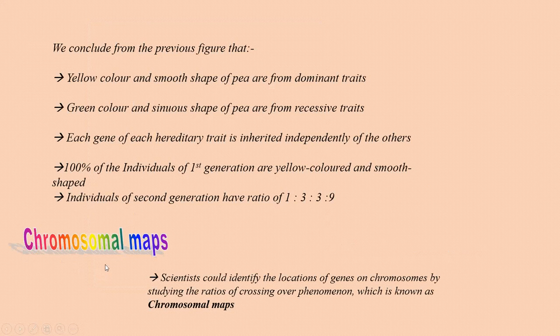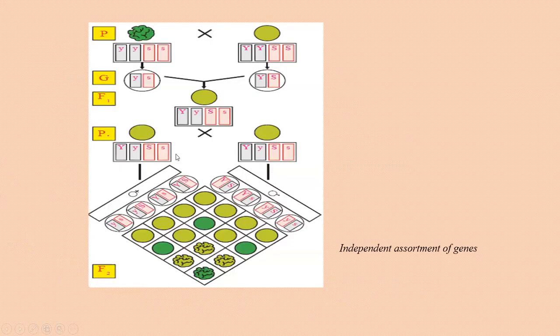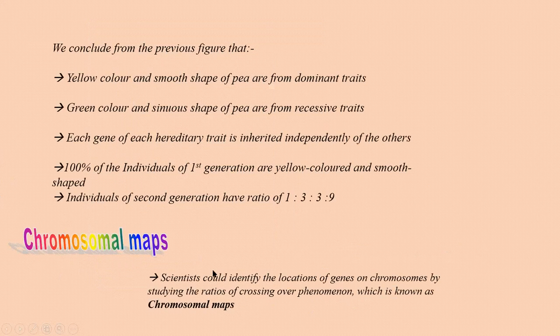Okay, this will lead us to the chromosomal map. What is the chromosomal map? The scientist could identify the location of genes on the chromosomes by studying the ratios of crossing over phenomena. يعني ايه؟ أخذنا الكروسنج over، عملنا كذا crossing over زي هنا، ده اسمه crossing over. Okay, واخدنا all the shapes, all the possible shapes. اوكي، وعملناها حطيناها كده في ماب عشان نقدر نعرف الجينز دي located فين.